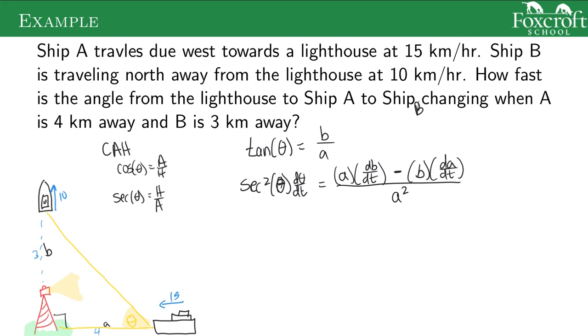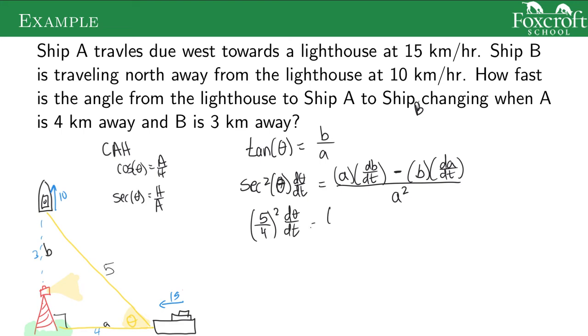So the secant squared of this angle at this exact snapshot. Now that we've taken the derivatives, we can look at the exact snapshot we care about. At this exact snapshot, from our angle theta, the hypotenuse is 5. We figured that out in another video. The adjacent side is 4, and then we squared it.